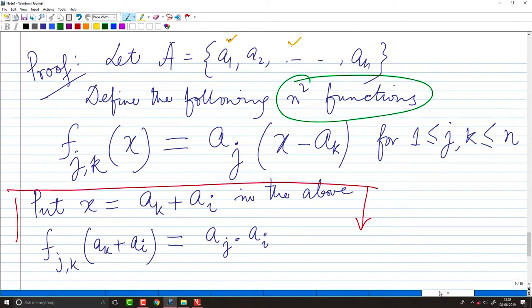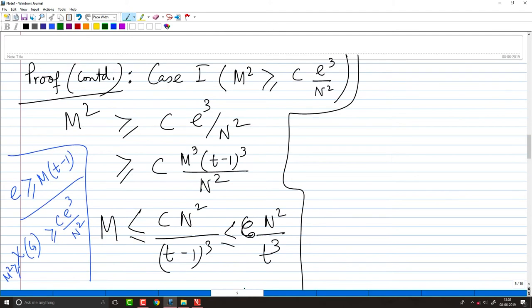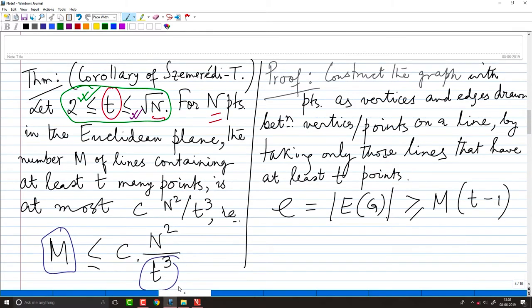We are in the domain of Szemerédi-Trotter, no? What did Szemerédi-Trotter need? What did this theorem need? Now, we can come back and look at Szemerédi-Trotter. It needs that for n points in the Euclidean plane, the number m of lines containing at least t many points is something, no? So, I needed all my lines to have at least some many points. This I have ensured. Each one was a line. We have n square lines and each line has n many points. Agreed?